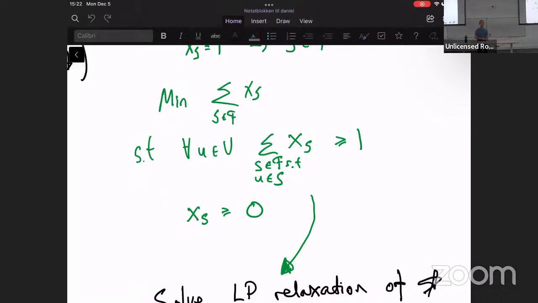Let's try to do the rounding as before, right? If it's 0.5 or more, you round it up. If it's less than 0.5, you round it down. Is this always going to work? No. Why?